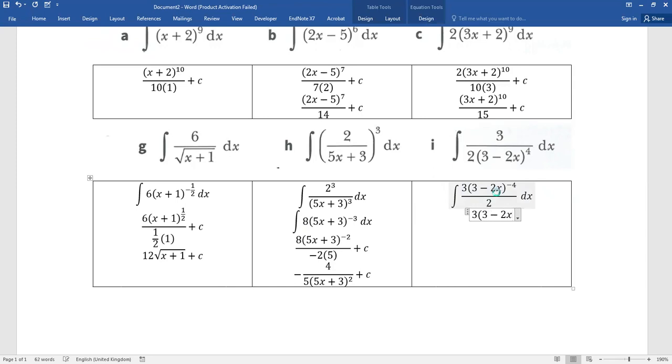3 minus 2x. Now the power will become negative 3. I will divide by the negative increased power and I'll divide by the derivative of the function, which is negative 2, plus c. So what will I get? 3 and 3 cancel. Minus 4. So 1 over, and then positive 4. 4 into 3 minus 2x to the power cube plus c. Is this right? Is this what you got?